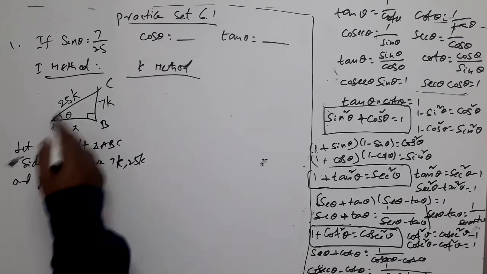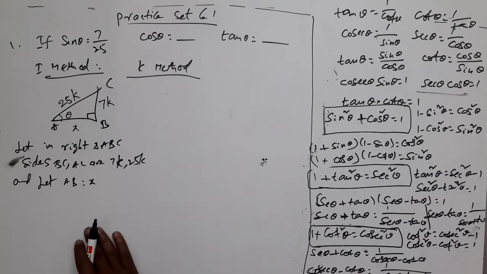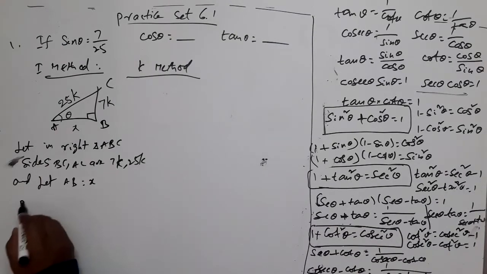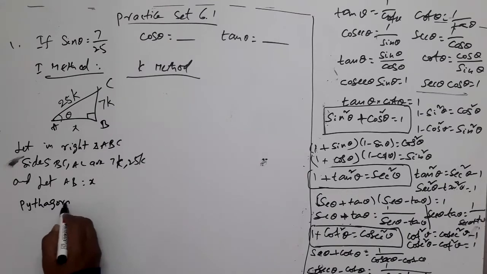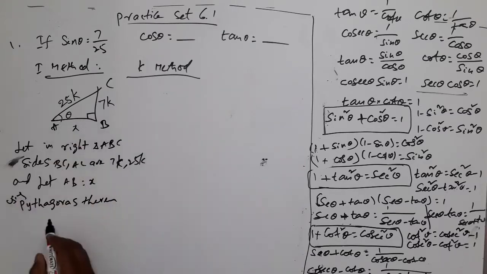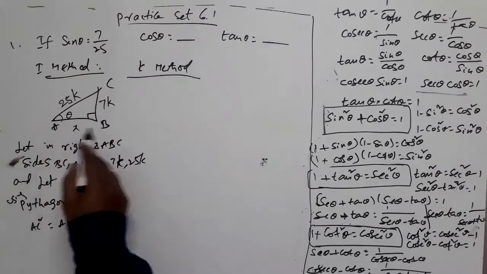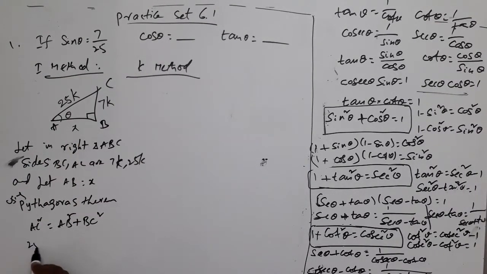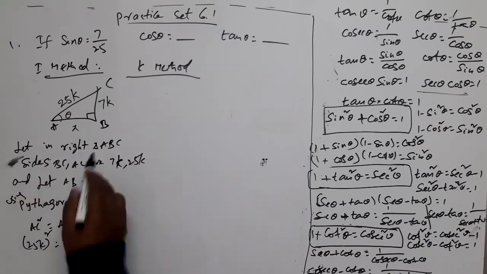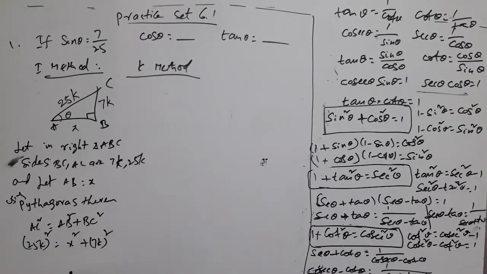Now, if this is a right angle triangle, 2 sides are known. You want to find third side, right? How can we find out? Using Pythagoras theorem. What is Pythagoras theorem? Hypotenuse square is side square plus side square, right? AC square is AB square plus BC square, right? This is Pythagoras theorem. So 25k whole square is AB is x square plus BC is 7k whole square, right?